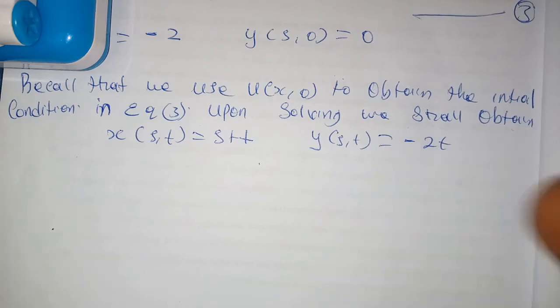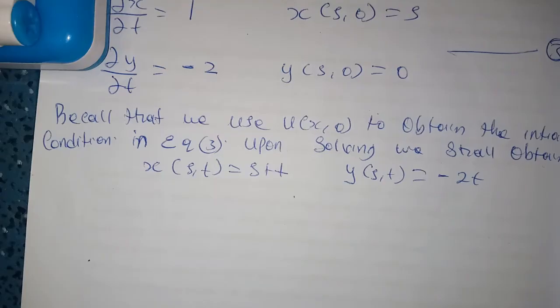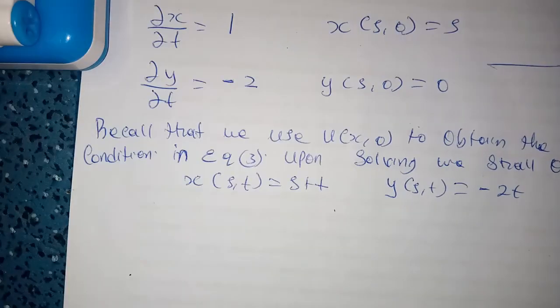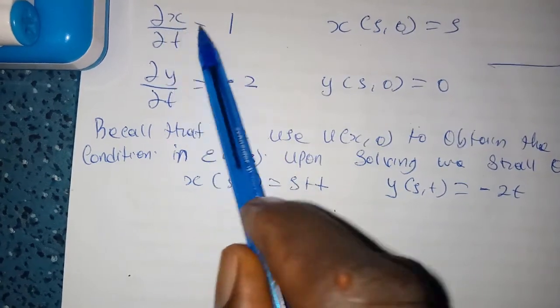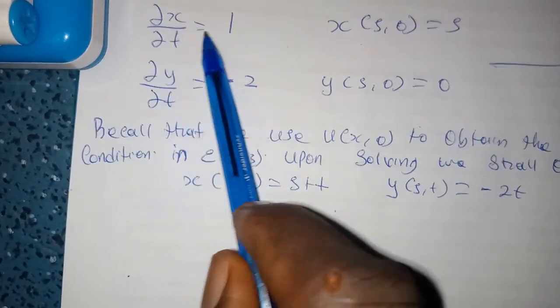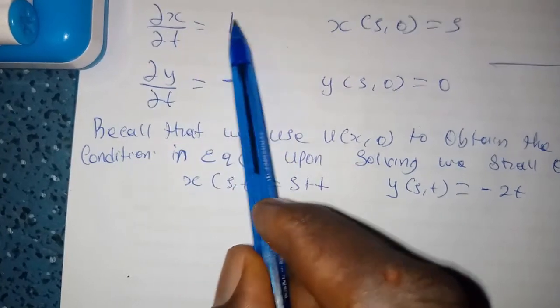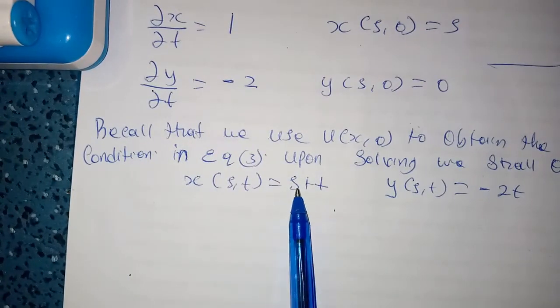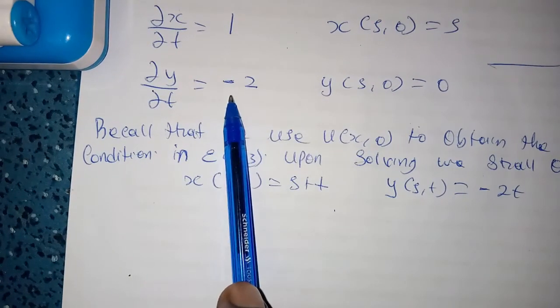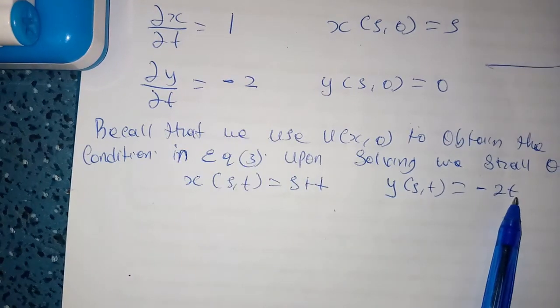And what we just did is quite simple. Just to save time, we integrated, this one we separated it, the s equals, so we integrated it and we got this. Same thing applicable to this, integrated and we got negative 2t.